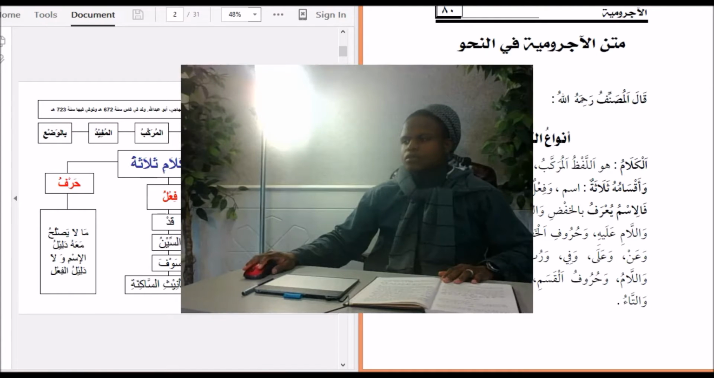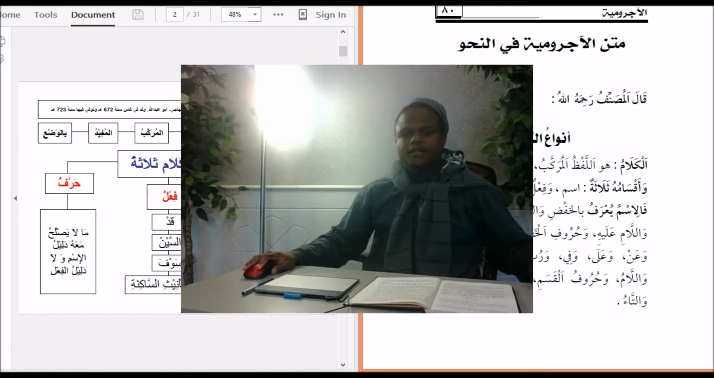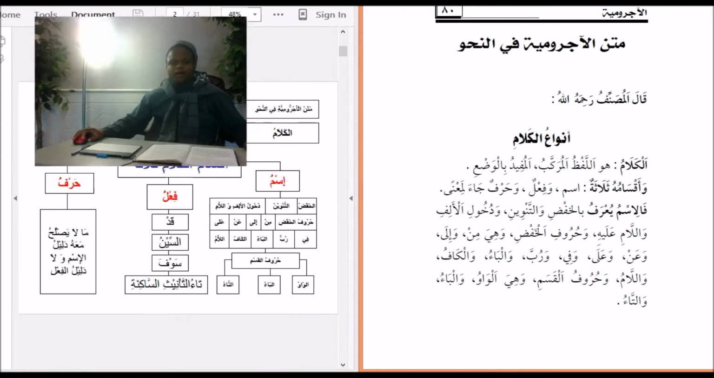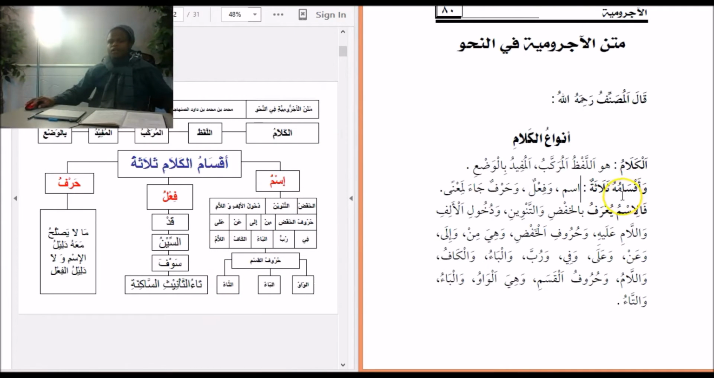To continue, of course, استمرارا بما قد سبق, in our discussion of أقسام الكلام الثلاثة. So we already understood that Kalam has ثلاثة أقسام, 3 divisions. Those divisions are Ism, Fi'l, and Harf. As the Mu'allif said, وأقسامه ثلاثة اسم وفعل وحرف جاء لمعنى.